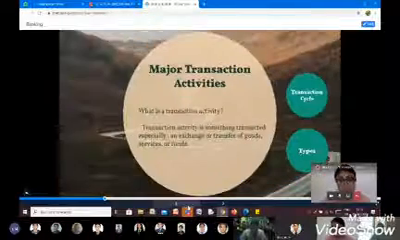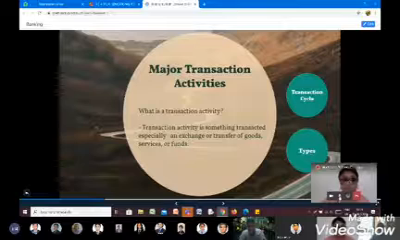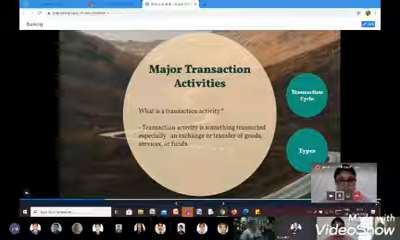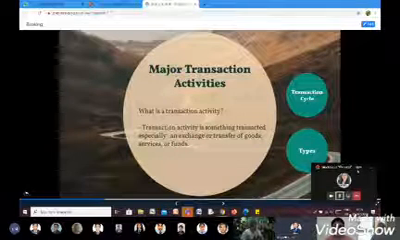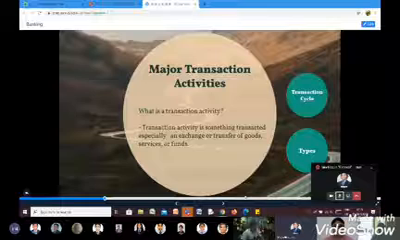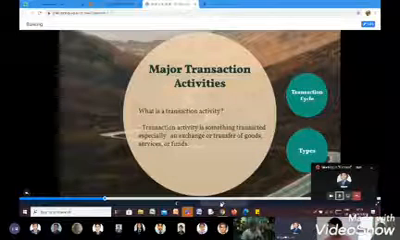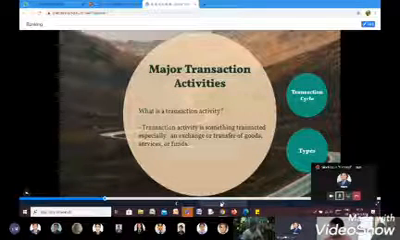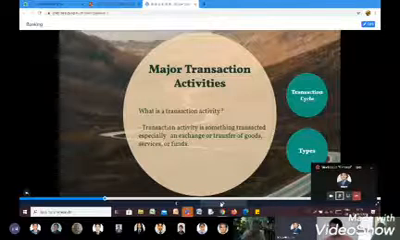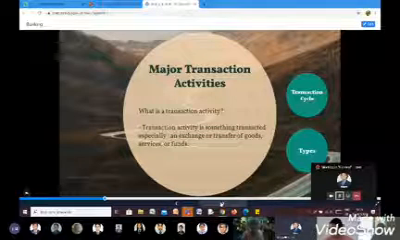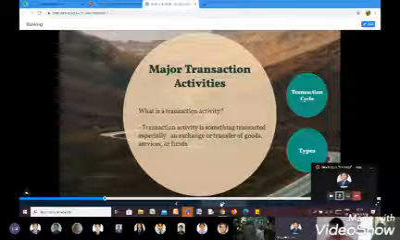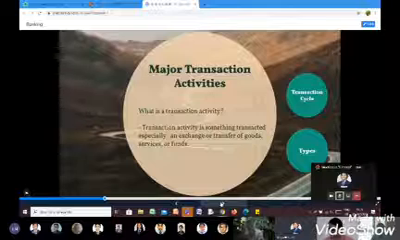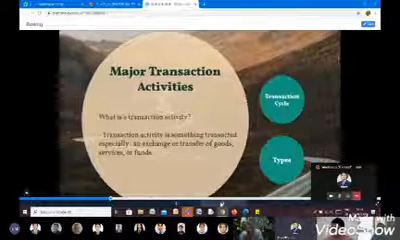Malvika will be explaining this part. I'm going to be talking about transactions. First, let's talk about what a transaction is. A transaction is an activity that is transacted, especially an exchange or transfer of goods, services, or funds. An example is paying a supplier for a service rendered or goods that are delivered. Can you go to the next one, Nidhi, please?